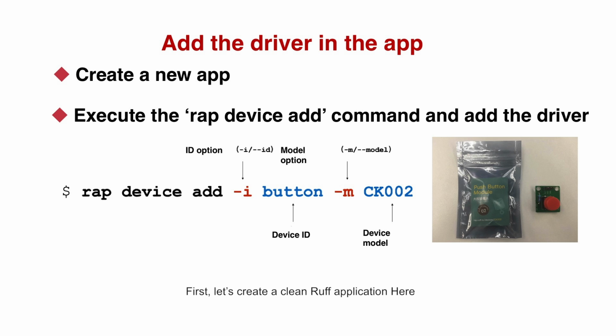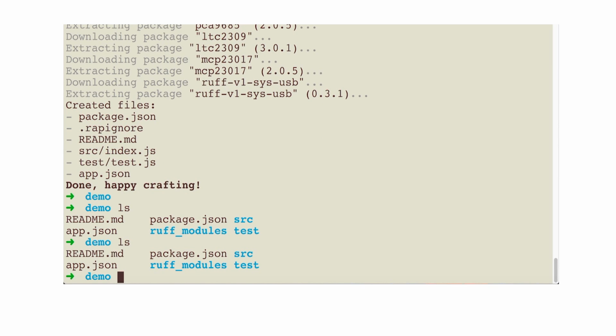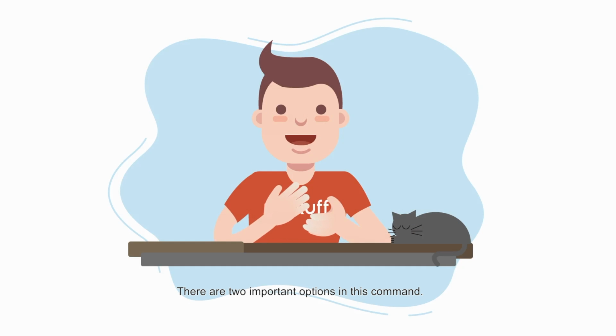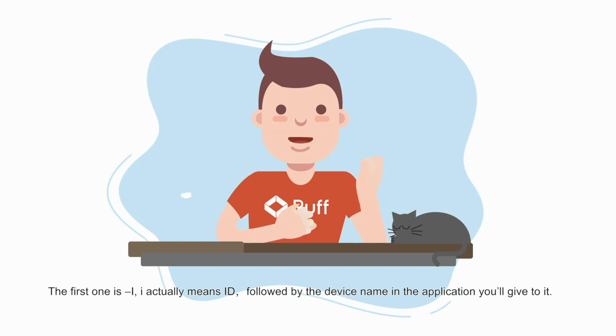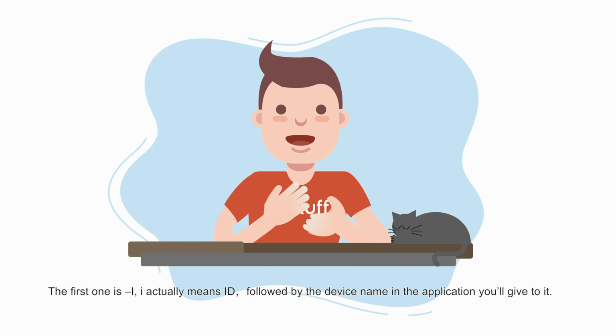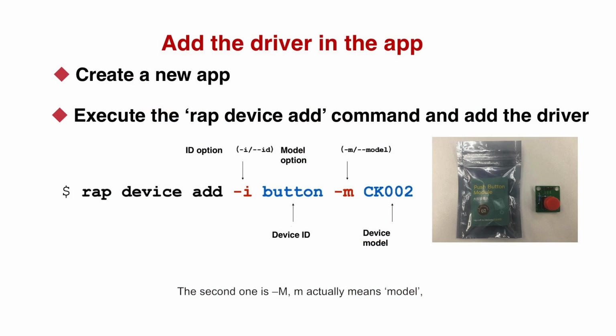First, let's create a clean Ruff application here. I've actually created it, and then we need to execute the command of wrap device add to add this driver. There are 2 important options in this command. First one is I, which actually means ID, followed by the device name in the application you'll give to it. Since we'll use a button here, we name its ID button. The second one is M, which actually means model, and is followed by the model of this device in the wrap registry.